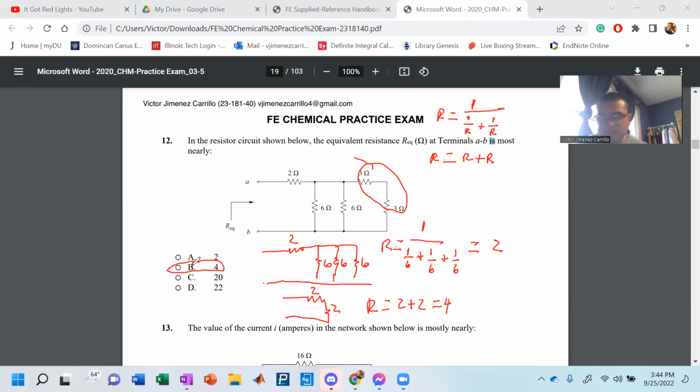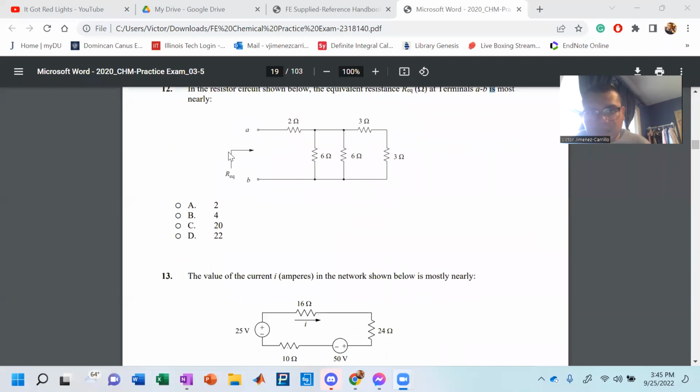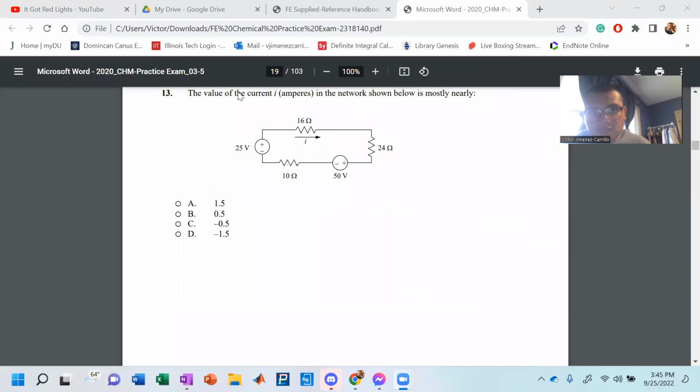That one is easy. Anybody who took basic circuit analysis, remember that. Okay, next one. The next one is: the current value of I in amperes in the network shown below is almost nearly. So that's the question. What do we do here?